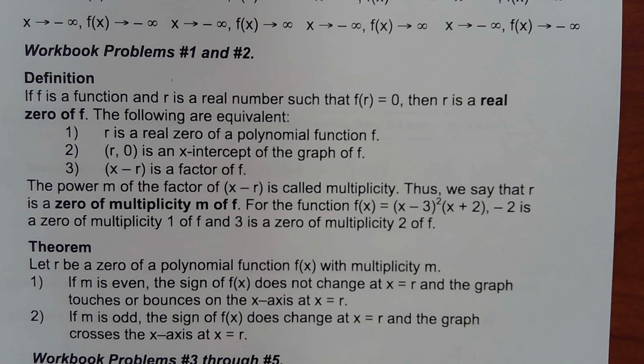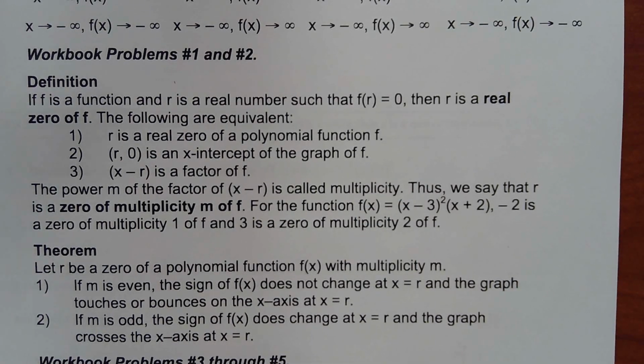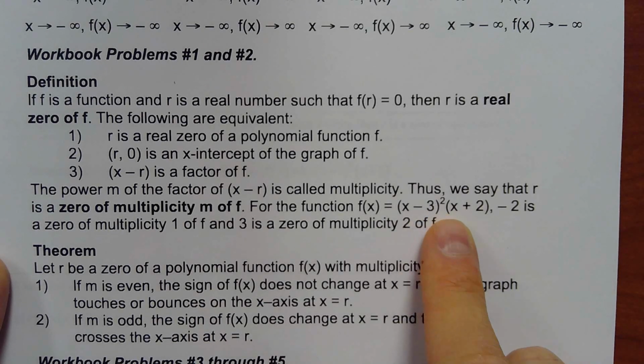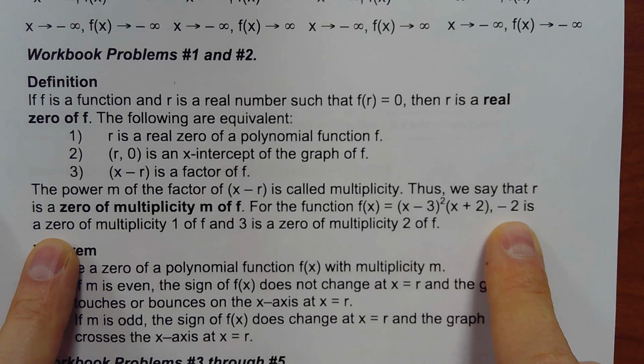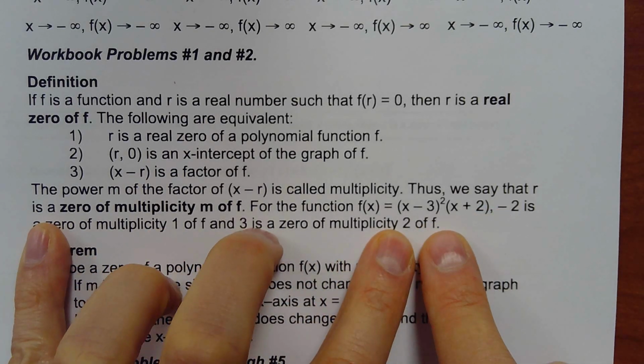So for example, if negative 2 is a real zero of a polynomial function, meaning that if I were to plug in negative 2 into my function and I get 0 when I work it all out, then I will also know that negative 2 comma 0 is an x-intercept of the graph of f, and also that x plus 2 is a factor of f. The power m of a factor of x minus r is called the multiplicity. Thus we say that r is a zero of multiplicity m of f. So for the function f of x equals x minus 3 squared times x plus 2, negative 2 is a zero of multiplicity 1, because my power here would be 1, and 3 is a zero of multiplicity 2 of f.